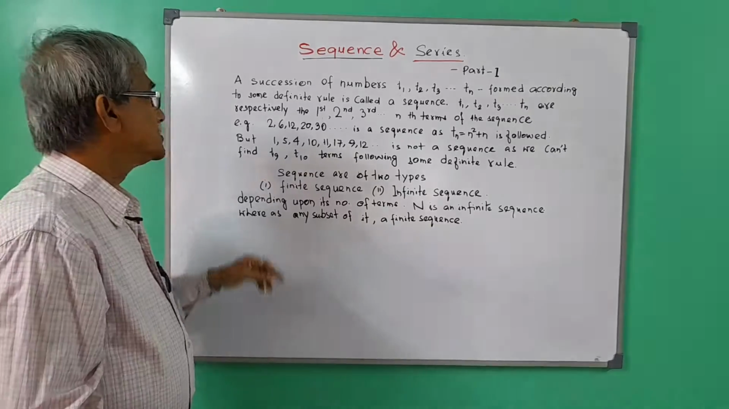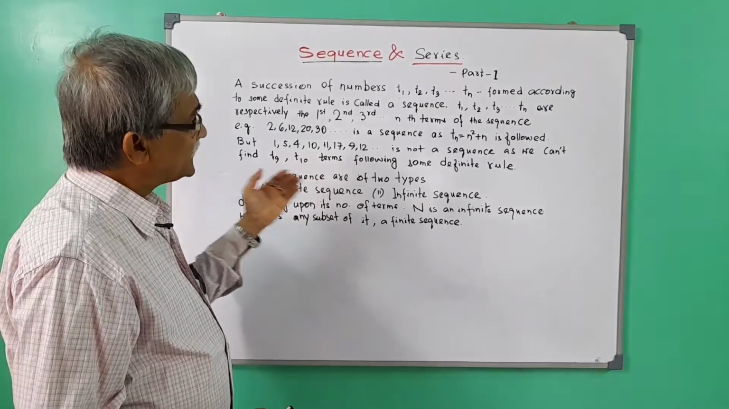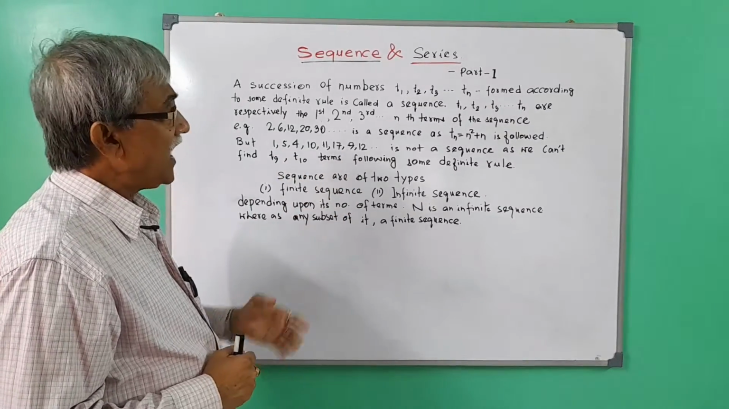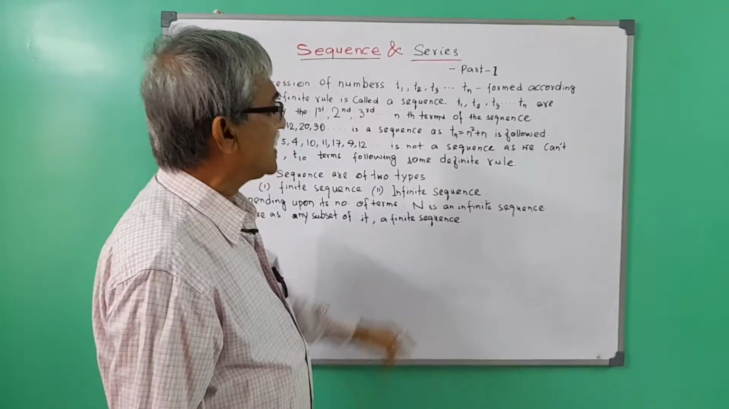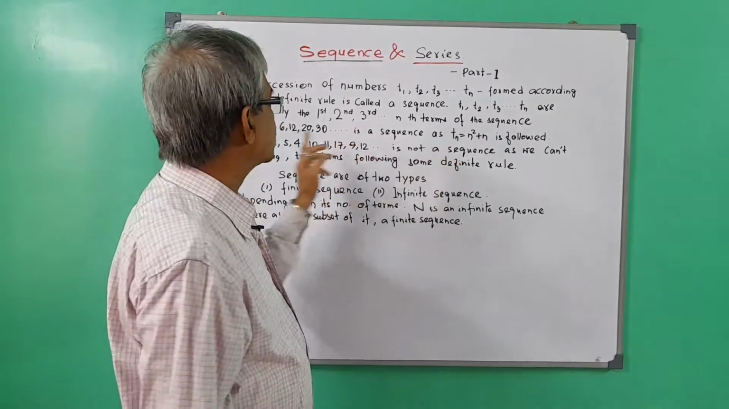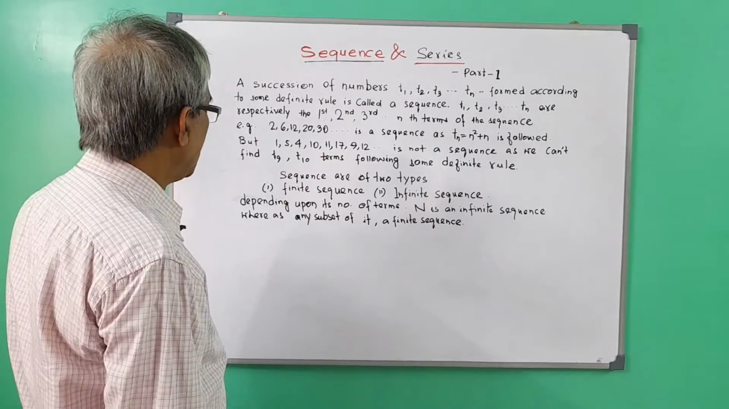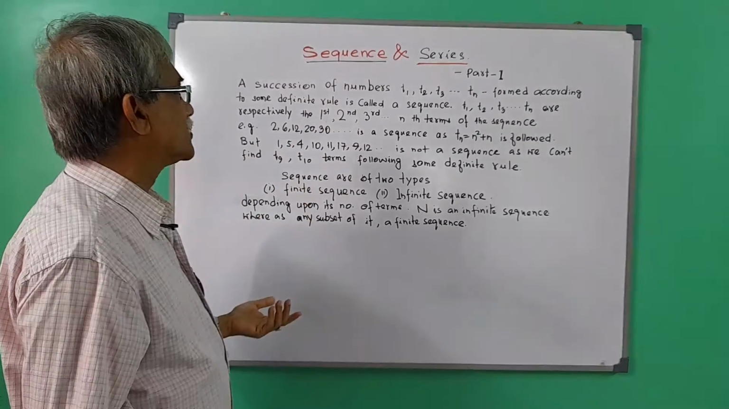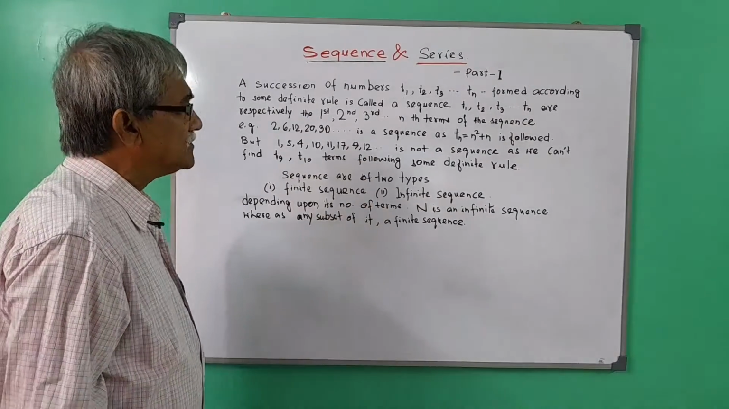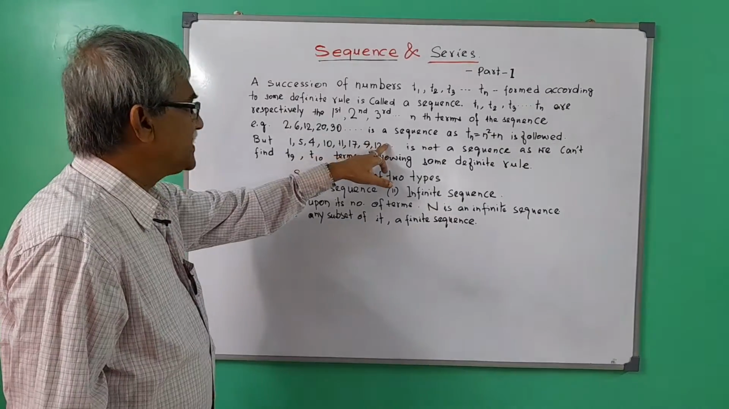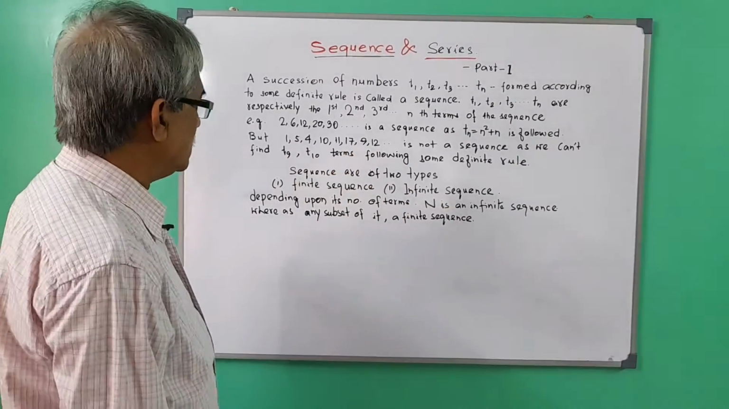As for example, 2, 6, 12, 20, 30, etc. is a sequence. Why? As Tn equals n square plus n is followed. You can put n equals 1, T1 becomes 2. You can put n equals 2, T2 becomes 6, and so on is followed. But if I write 1, 5, 4, 10, 11, 7, 17, 9, 12, this is not a sequence. Why? As we cannot find the T9, the term after this 12, and T10 following some definite rule.